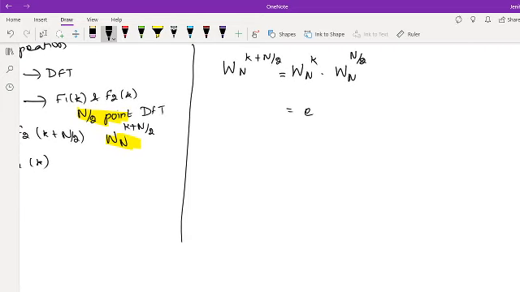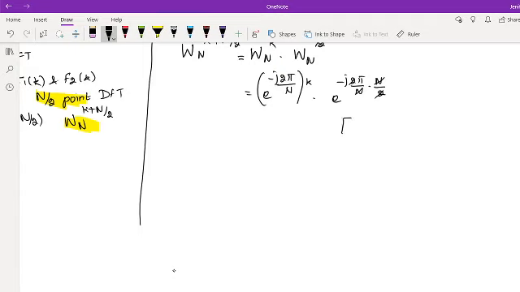We know that Wn is e power minus j 2 pi by n, so power k. And then again e power minus j 2 pi by n into power n by 2. So this n and this n get cancelled, this 2 and this 2 get cancelled. It is e power minus j pi. Using Euler's identity, e power minus j pi is cos pi minus j sin pi. The cos pi value is minus 1 and sin pi is 0. So 0 into j is 0, and minus 1 minus 0 is minus 1. So this multiplication answer is minus 1.